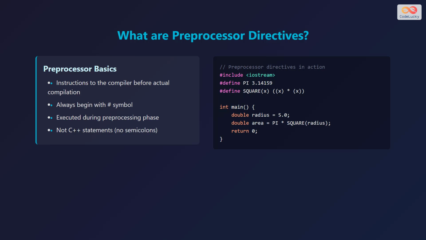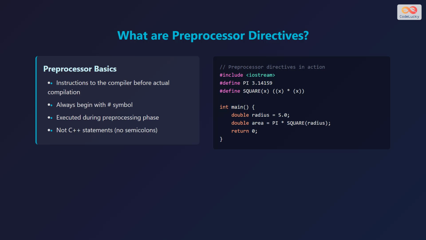So, what exactly are preprocessor directives? Think of them as instructions to the compiler that are carried out before the actual compilation process begins. These directives always start with a hash symbol. They're executed during a phase called preprocessing, and it's important to remember that they are not C++ statements, so you don't end them with semicolons.